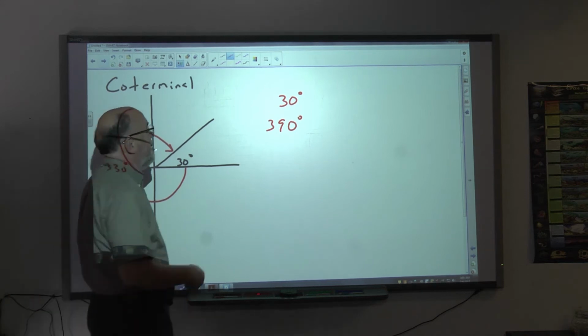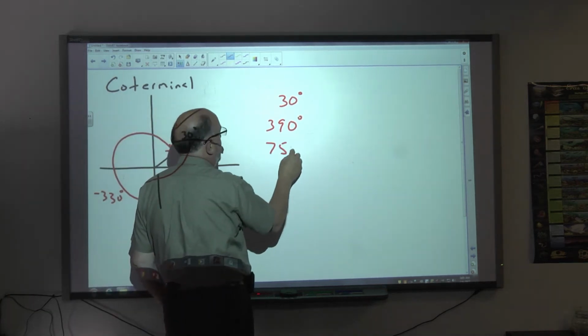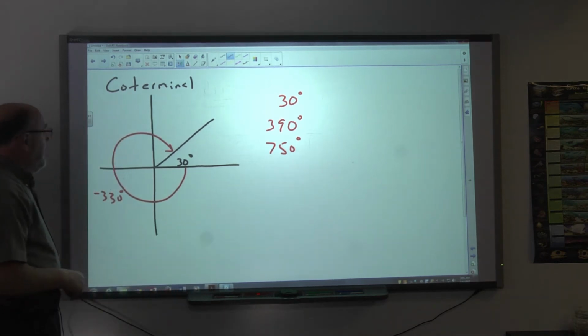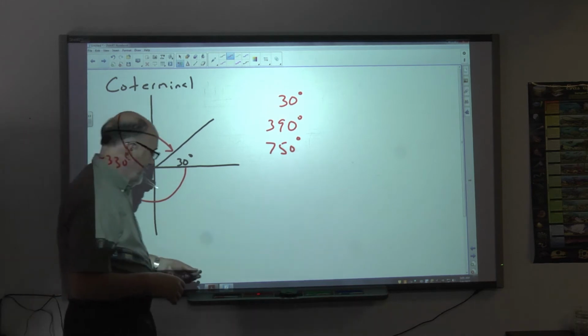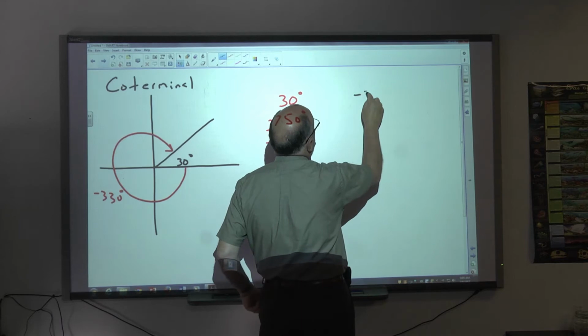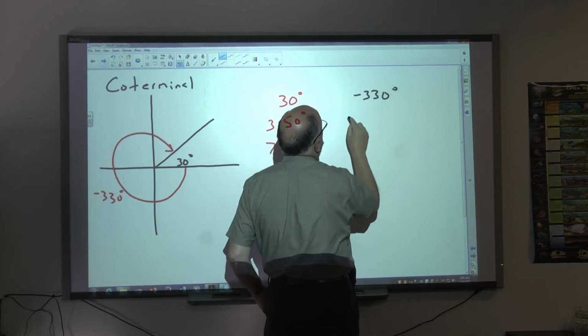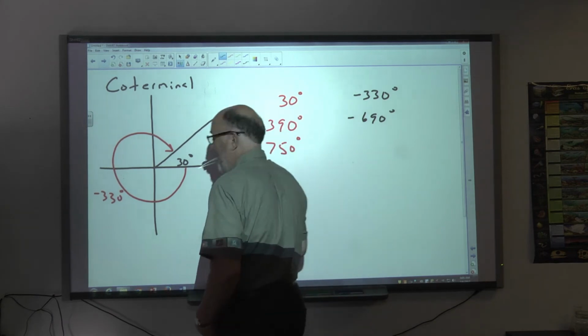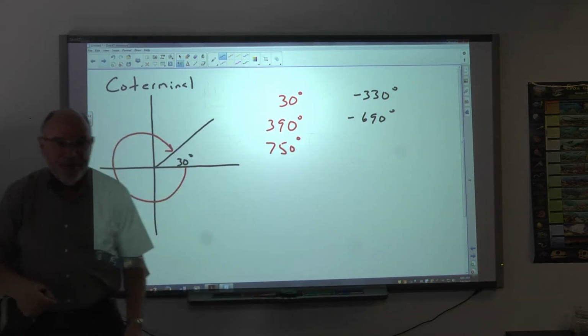If I go around the circle again, 750, I'm in the same spot. And then I get the same thing going in the negative direction. So if I did negative 330, I'm in the same place. Negative 690, and so on. They all end up at the same spot.